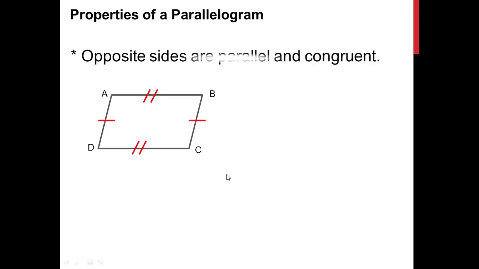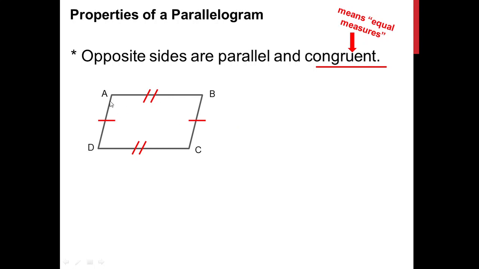Now, we have here the first property. We have here our figure. Let's try to prove that this figure is a parallelogram. The first property says opposite sides are parallel and congruent. We know that the word congruent means equal in measure, right? So we have here the symbol of congruency. We have here the single bar and a double bar.